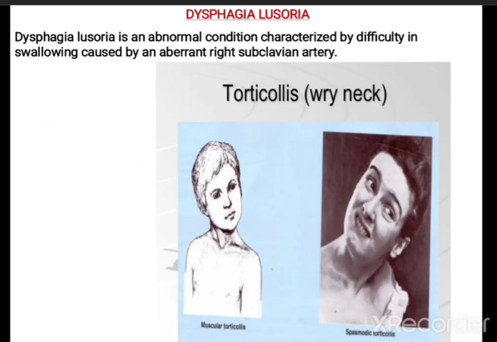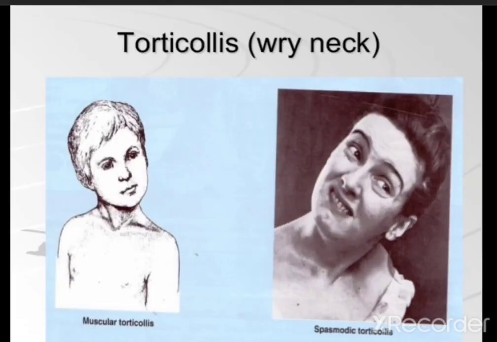Then dysphagia lusoria. Dysphagia lusoria is an abnormal condition characterized by difficulty in swallowing, which is caused by aberrant changes in the right subclavian artery. Then we have torticollis or wry neck. This is a spasmodic contraction of the sternocleidomastoid, which is known as wry neck or torticollis. Here we can see the torticollis, wry neck.